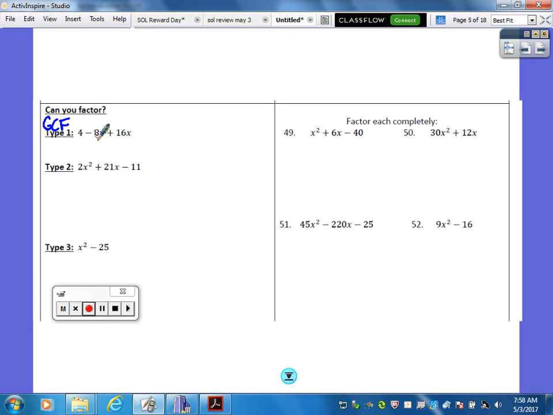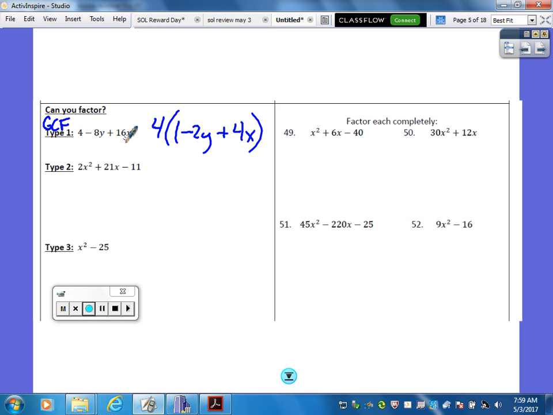So we've got 4, 8, and 16, and you notice those are all divisible by 4, so we're going to take that out. And then once we take that out, we're undistributing it, so 4 times 1 would make that 4. 4 times negative 2y would make that negative 8y, and 4 times another 4x would make the 16x. So there you go, that's GCF factoring.